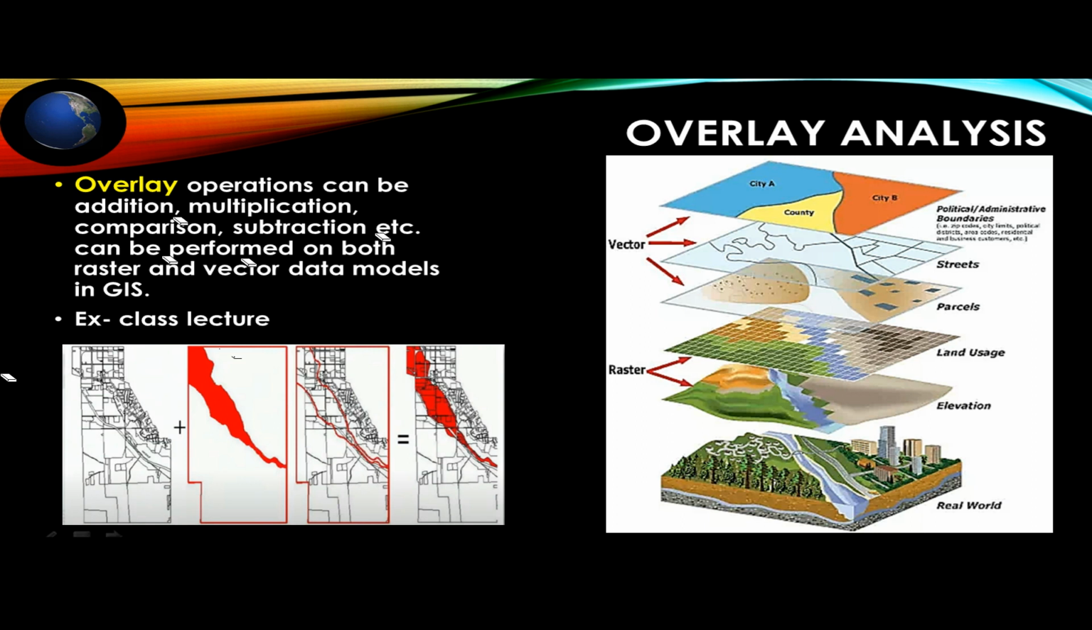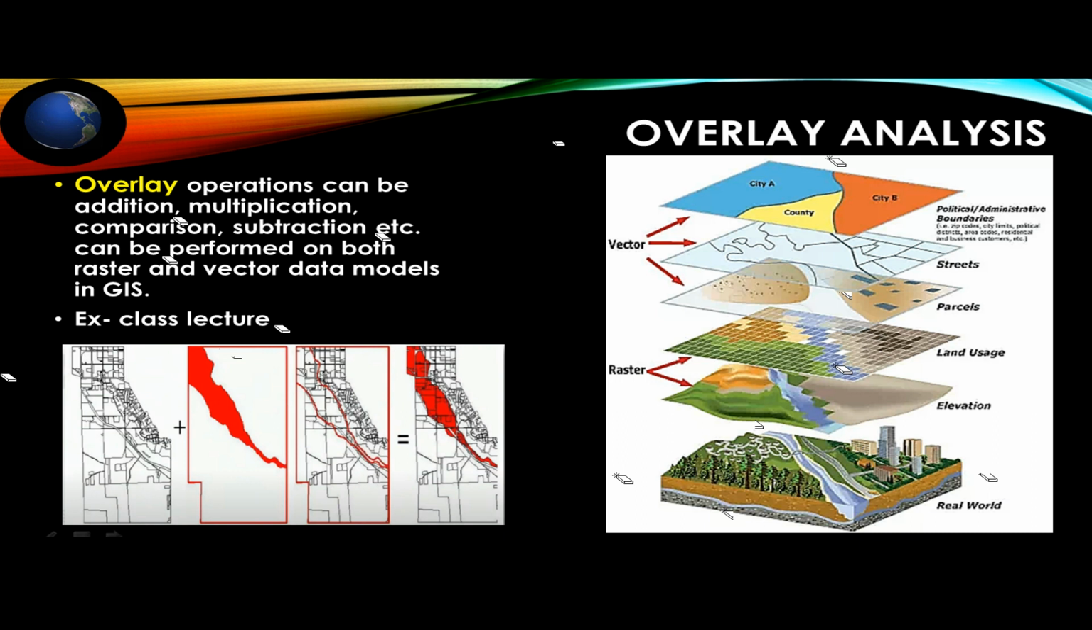Overlay can be performed on both kinds of datasets. As I showed in my first class itself, in such a map we have the city boundaries, the streets, the vector polygons. These are the land use rasters. These are the elevation rasters, and finally we are getting the real world. So by overlaying all these features, we get the final real world map.